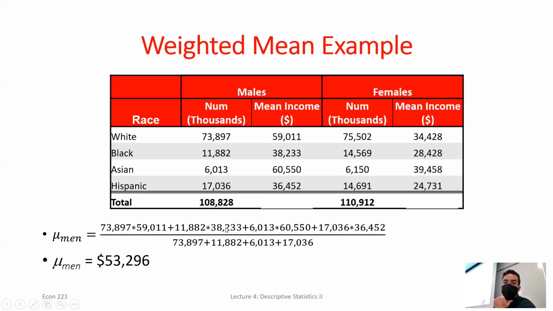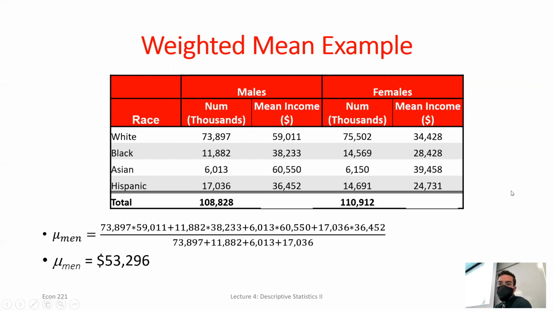So if I typed all that out, it would look something like this, right? Take the value for the first group, 59,000 times the weight, so 59 times 73,000, add to that 38 times 11,000, and so on and so forth. Divide by the sum of the weights, which would just be adding up these guys right here. Okay. So we can find the weighted mean for male income here.